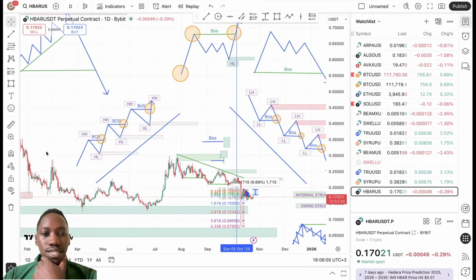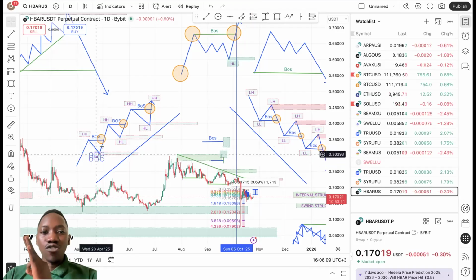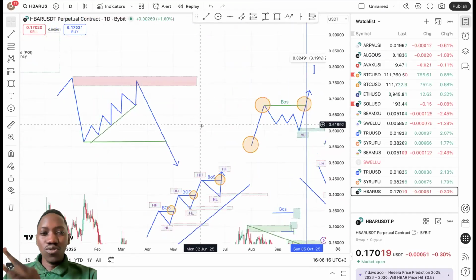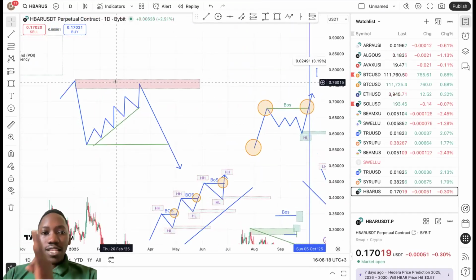Once you've understood the concept, to improve your eye, the first thing you have to learn is how to read the structure. Your eye will get sharper and sharper. You're learning how to read the structure. Number two, you learn how to read points of interest. That's supply and demand.